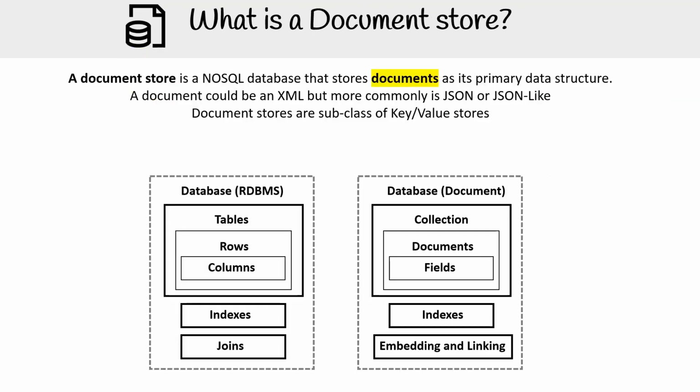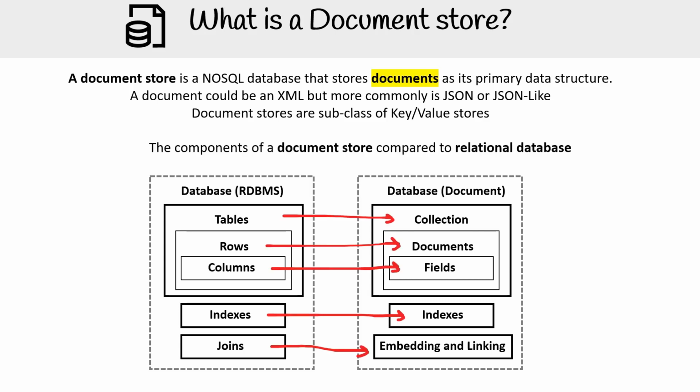Next, let's explore what a document store is. A document store is a NoSQL database that stores documents as its primary data structure. These documents can be structured as XML, but are more commonly found in JSON or similar formats. Essentially, document stores are a subclass of key value stores, but have a more intricate structure, allowing for complex queries and operations. Here's a visual that displays the components of a document store compared to a relational database.